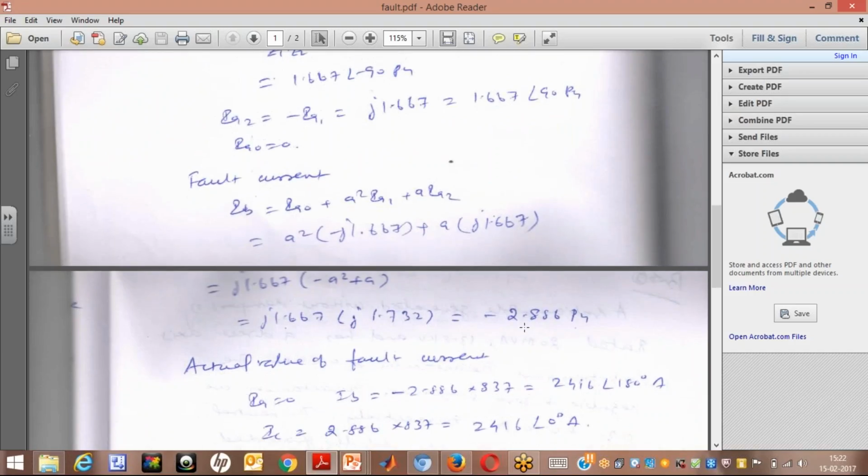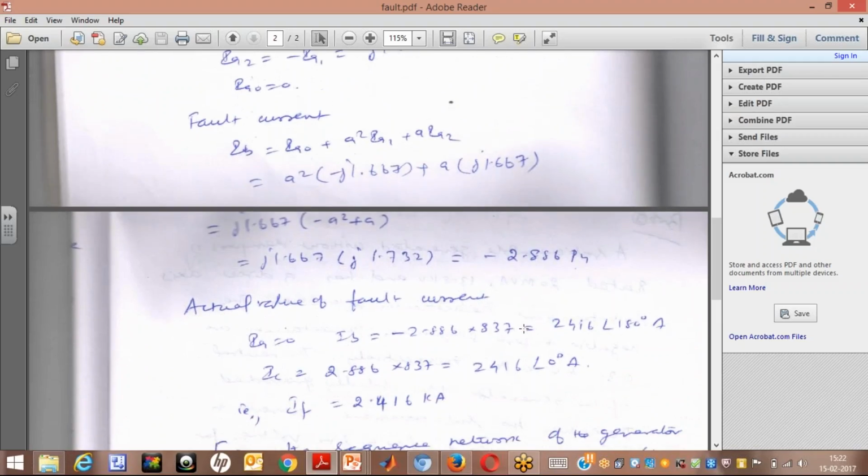So the value of the IB, the fault current in per unit, is minus 2.886. Similarly, the IC will be just opposite to this. So minus won't be there for IC. IC will be the same value, plus 2.886 per unit.